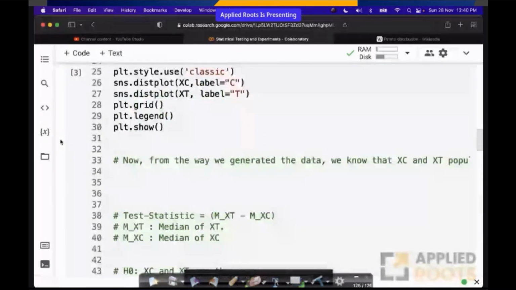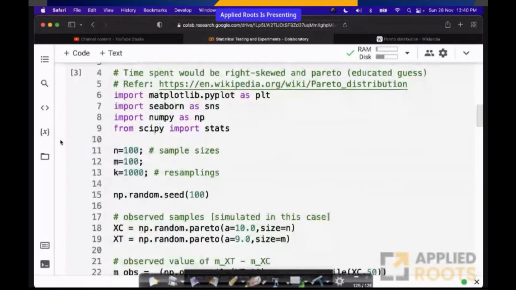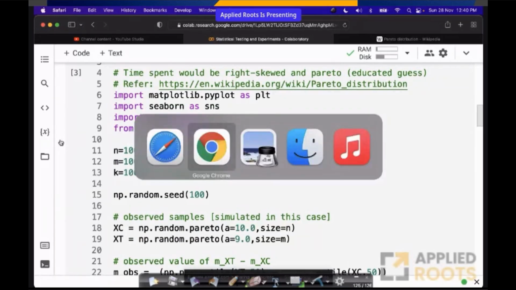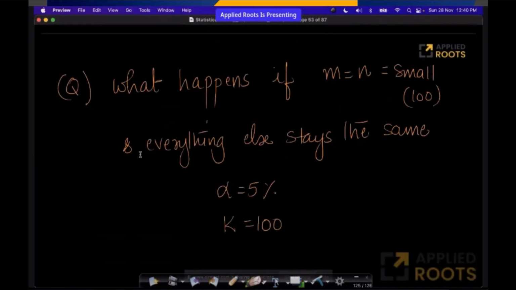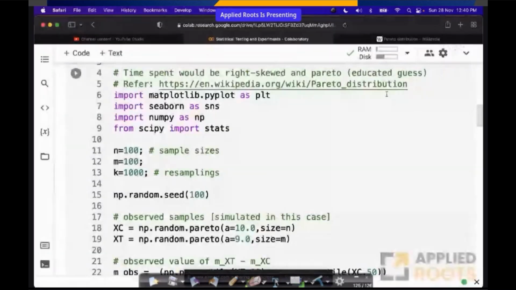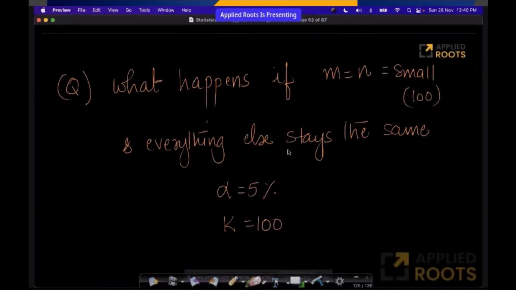But here comes the fun part. Let's do a bunch of experiments. Again, I have a bunch of experiments listed so that I don't miss anything. So imagine if m equals n equals 100. Okay, let's start doing some experiments. m equals n equals 100, and we are saying that our significance level is, let's say, 5%.